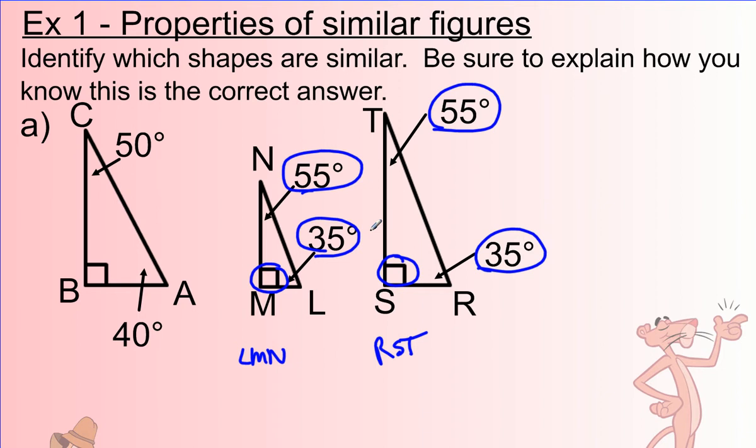They are similar. Similar triangles or similar figures, they don't even have to be triangles, always have the exact same angle measures. So we can tell right there, LMN and RST are similar, because they have the same angle measures. Their corresponding angles are congruent. They are the same measure.